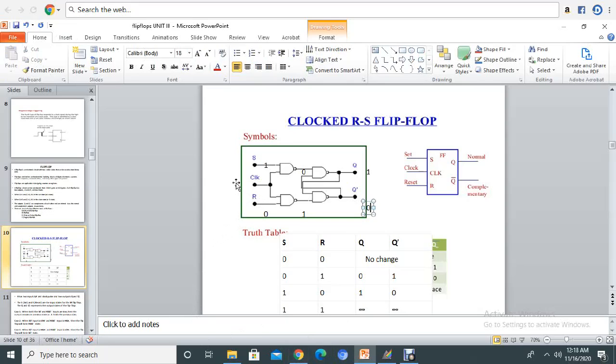So please note it here. If S is equal to 1, R is equal to 0, then you will get Q is equal to 1. To set the 1 at the output of the flip-flop, you have to apply set input is equal to 1. To clear the flip-flop, you have to apply reset is equal to 1. To set the value 1 at the output, you have to apply set input S is equal to 1. Okay. Next.